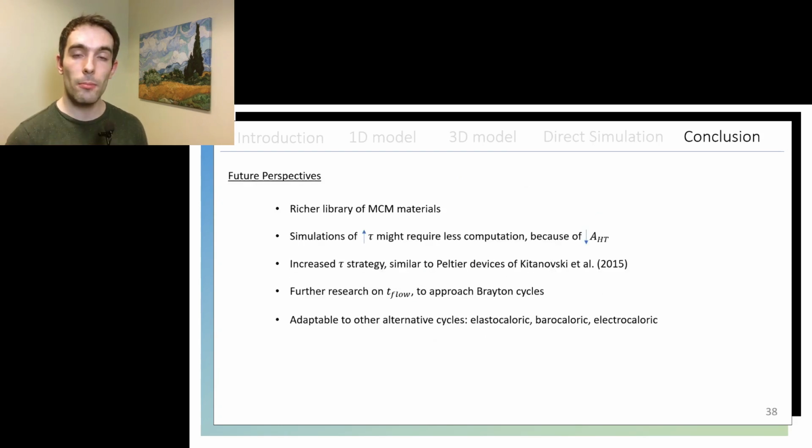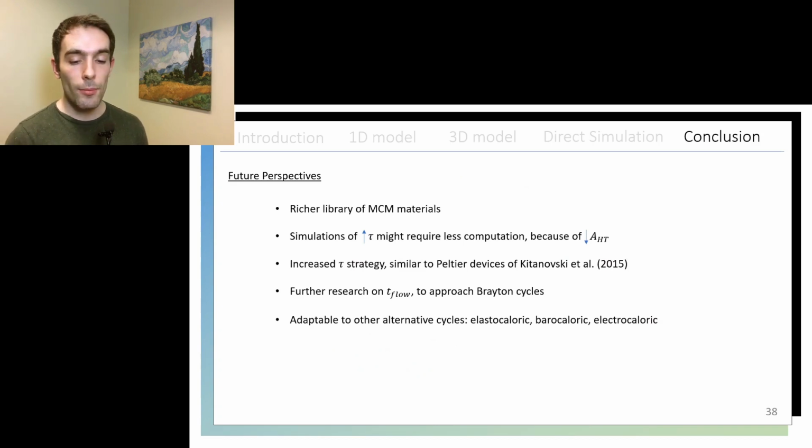So the future research on magnetic regenerators could focus on the following points. Getting a richer library of magnetocaloric materials would benefit the simulation of multi-material regenerators, and these are thought to be the easiest way to increase the cooling power of these machines, because we could optimize the Curie temperature of the regenerator for the different points in the temperature span of the machine. Then simulations of higher tortuosity and lower heat transfer surfaces would be easier to simulate because of the reduced geometrical details of a reduced heat transfer surface, and that would mean a lower computational cost of these simulations.